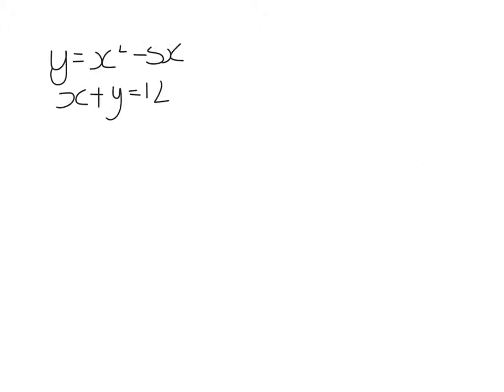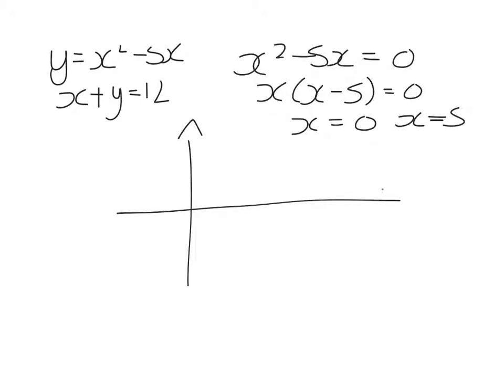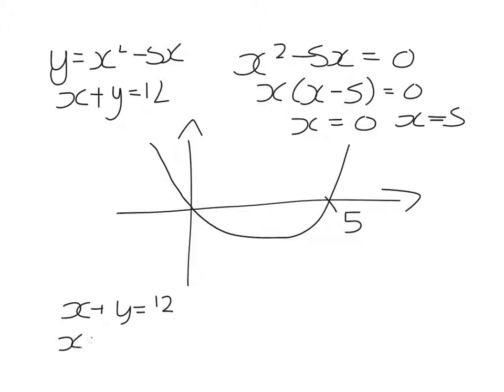So to sketch the curve, we've got to show basic shape and where it crosses the axes. So x squared minus 5x equals 0 when x times x minus 5 equals 0. So it crosses the x-axis when x equals 0 and x equals 5. So we draw our quadratic and we show those 2 key points. When x plus y equals 12, when x equals 0, y equals 12, and when y equals 0, x equals 12. So we have a straight line.